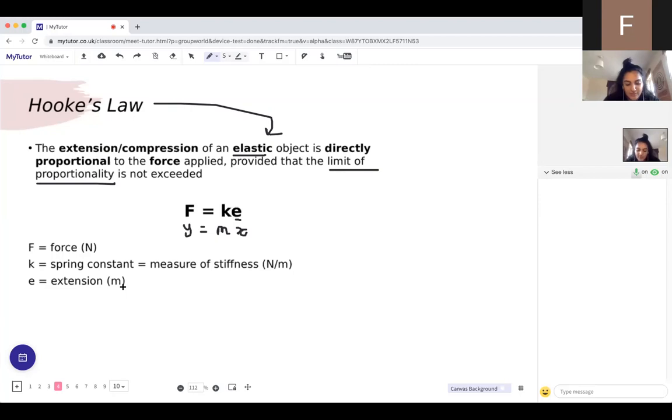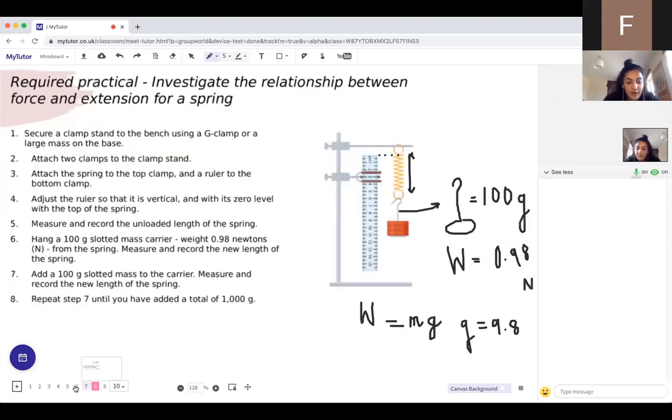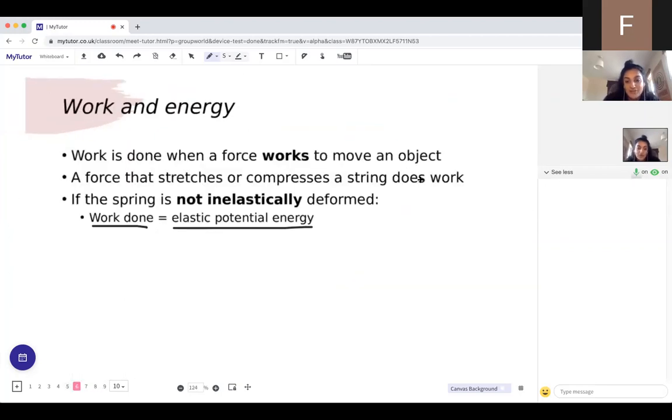So someone asked, when the spring is stretched to a deformed shape that it can't return to normal, is work done equal to elastic potential energy? If our spring cannot return to its original shape, then this does not apply. Work done does not equal elastic potential energy. However, if we stretch the spring and it does return to its original shape, then work done does equal elastic potential energy. So our object needs to be elastic. It needs to have elastic deformation for this rule to apply.